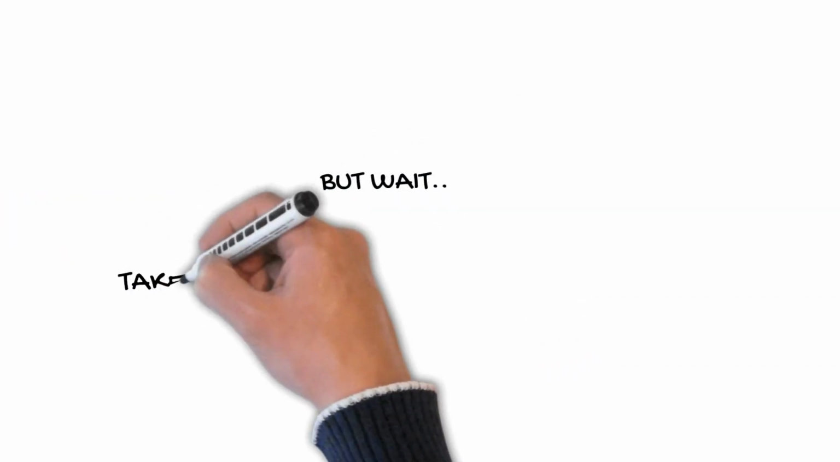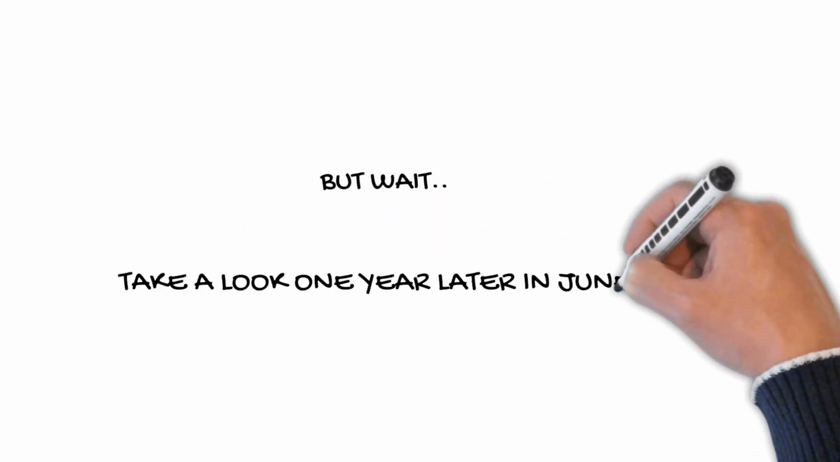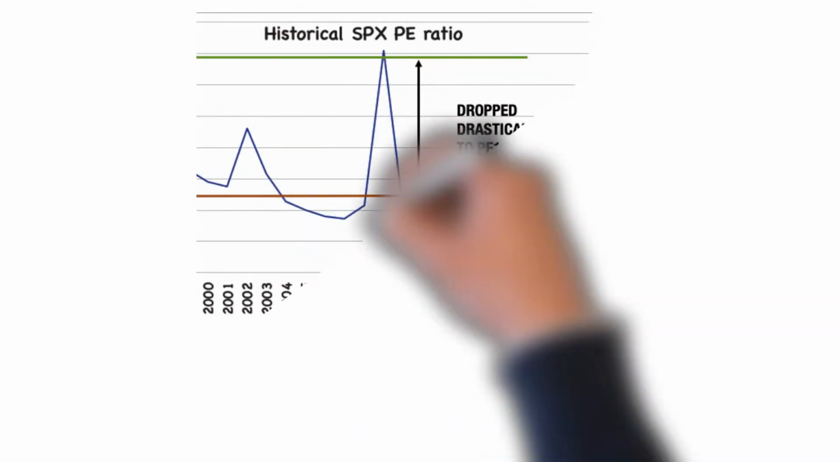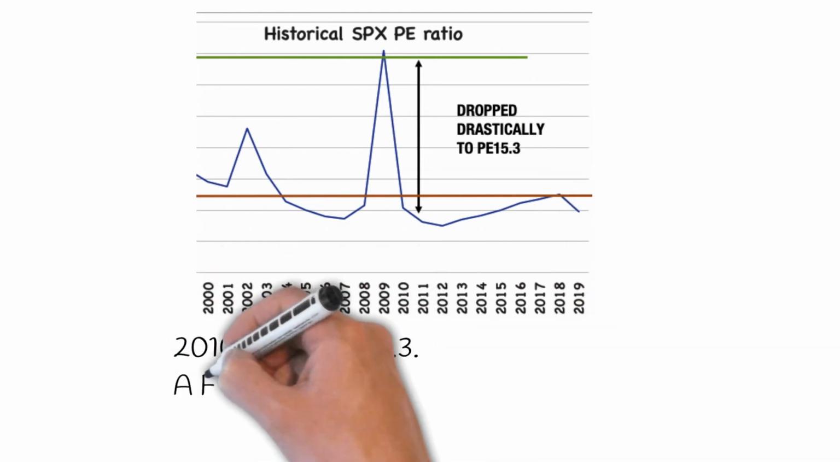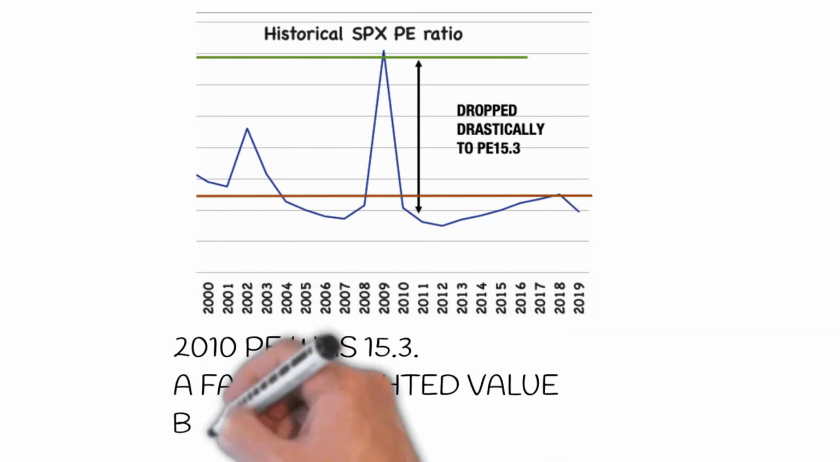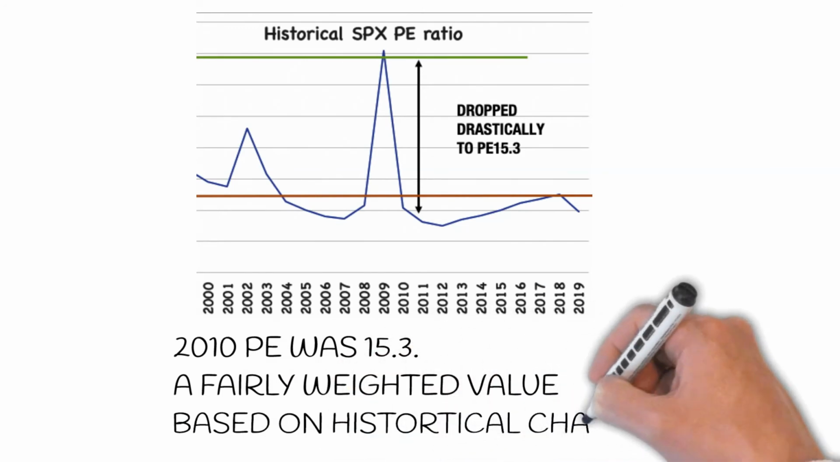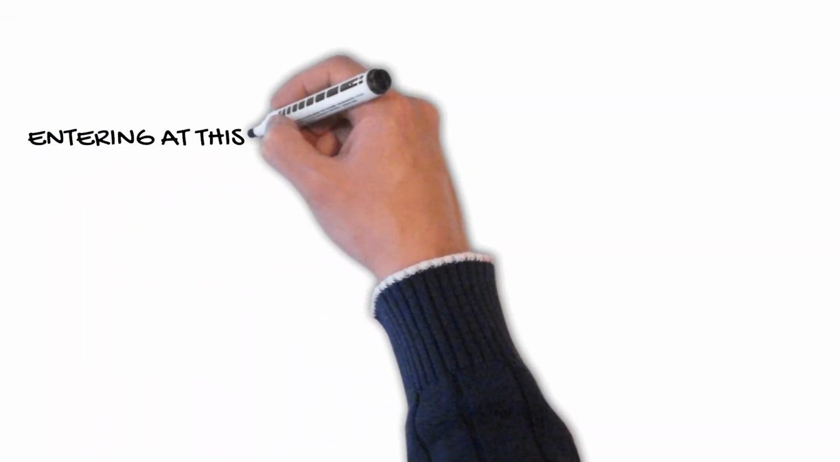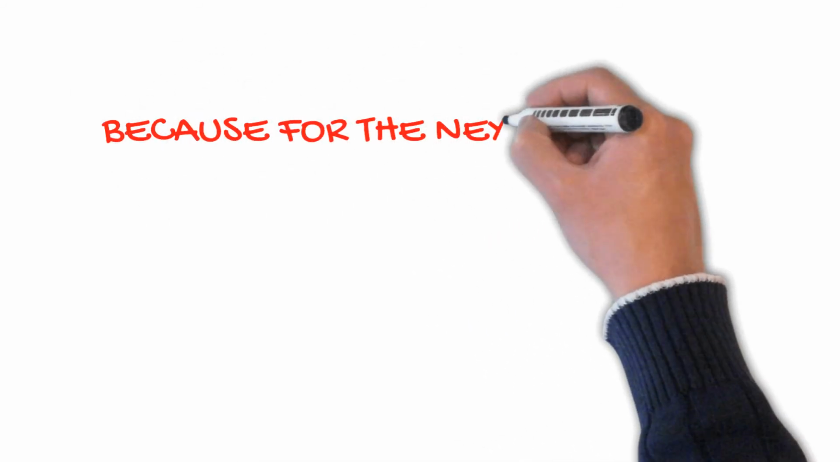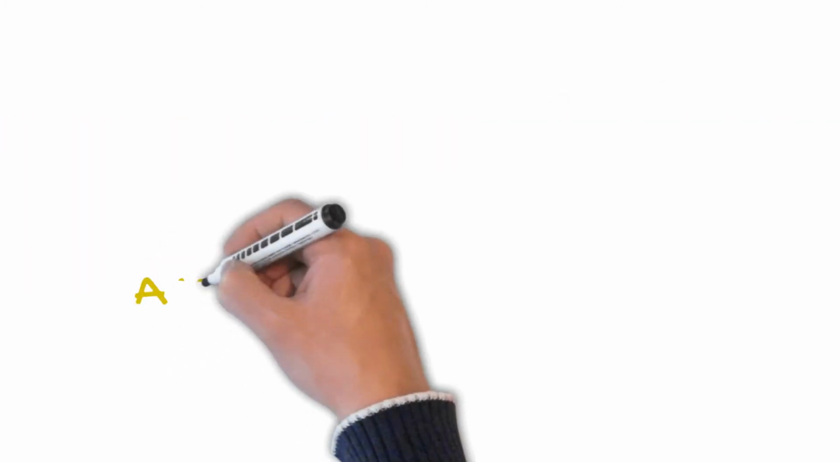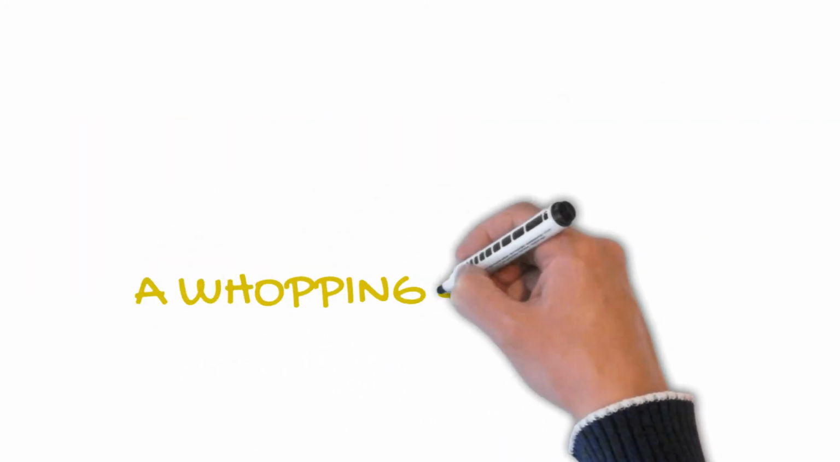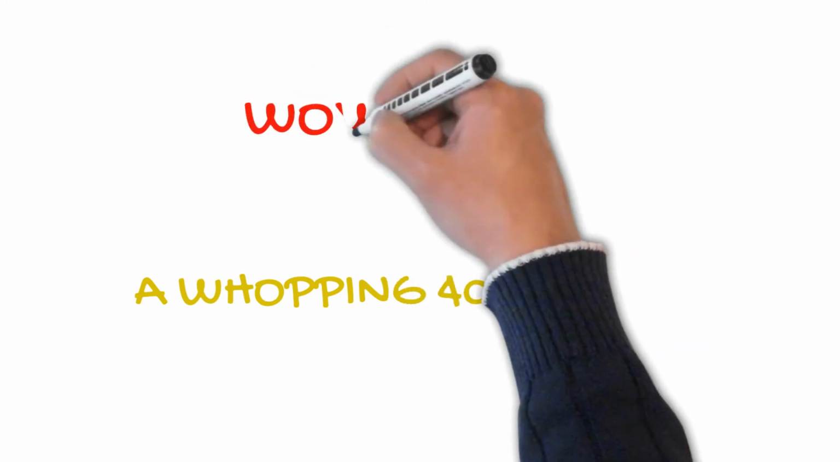But take a look again one year later, in 2010. The PE suddenly dropped fast to a low of 15.3 in June. There was an indication that the market had begun its recovery, and the market was fairly priced. Entering at this time would have earned you a massive fortune, because for the next 12 years of bull run, the S&P 500 returned a whopping 400% by 2019.